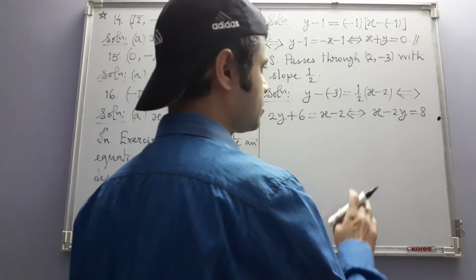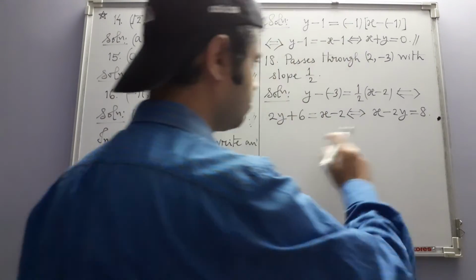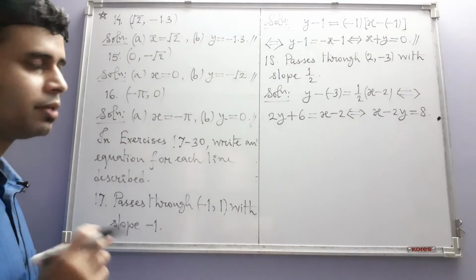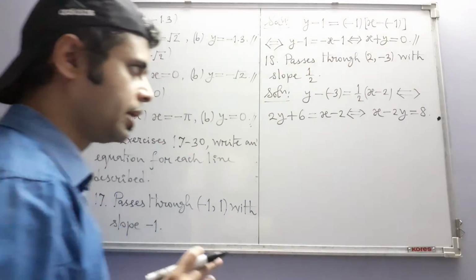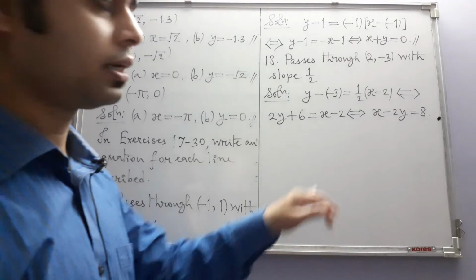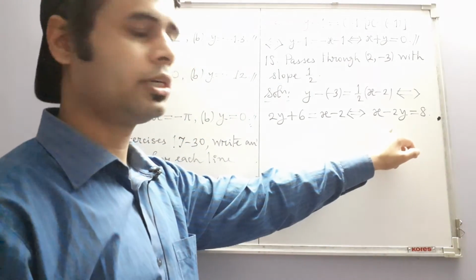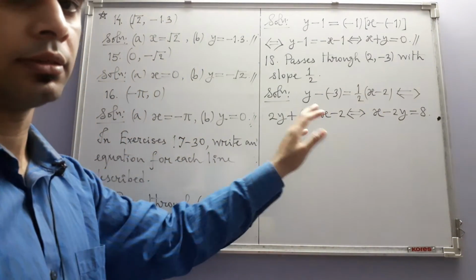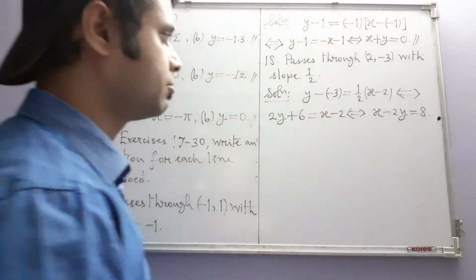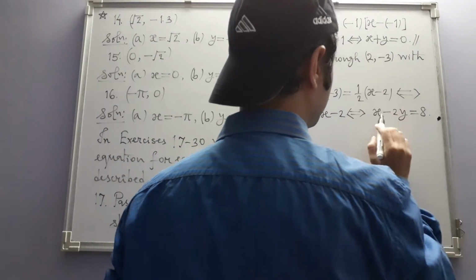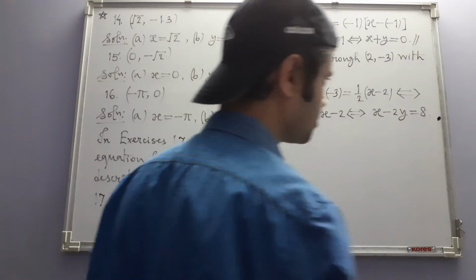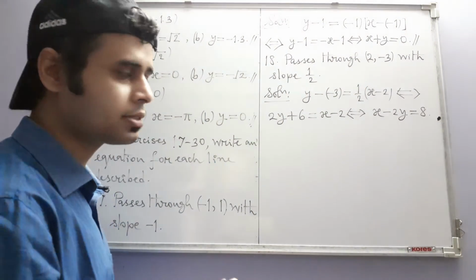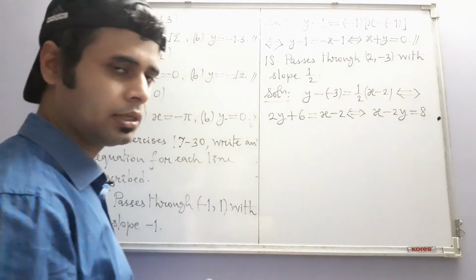You can do one thing after finding the equation and after simplifying it, to make sure that whatever you have done is correct, you can again substitute the coordinates of the point and check that it satisfies the equation. So you put 2 here and you put -3 here. -3 times -2 is 6 plus 6. 6 plus 2 is 8. So yes.